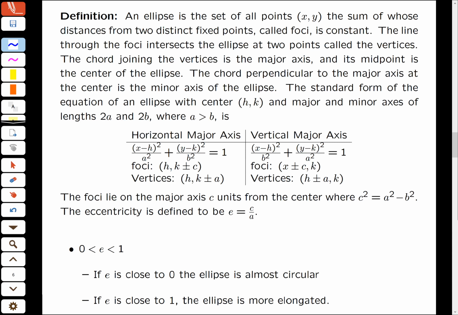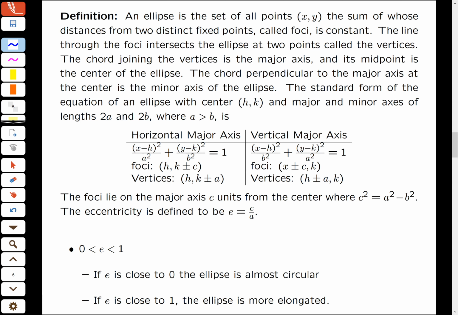And the standard form of the ellipse with lengths 2a and 2b, where a is greater than b, if you have a horizontal major axis, is (x minus h) squared over a squared plus (y minus k) squared over b squared equals 1. Everything is always going to be equal to 1 for ellipses and hyperbolas. This a squared is always the biggest value. It might appear second in your equation, but you're going to make a squared be the biggest value in the denominator. B squared is the smallest value.